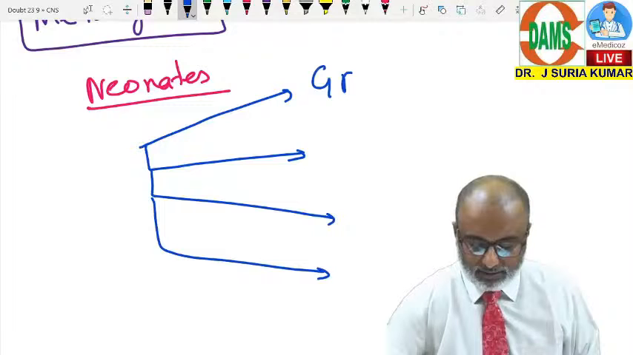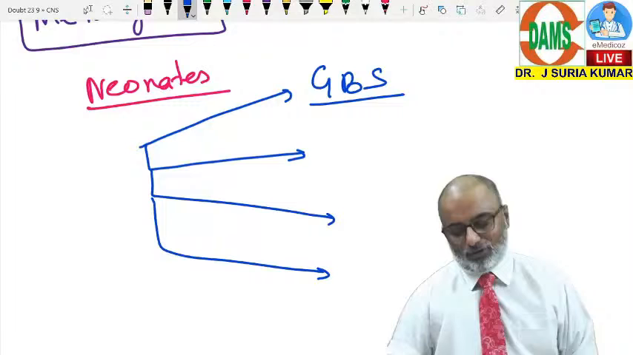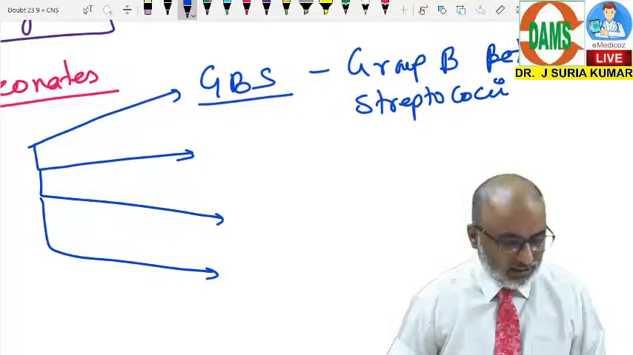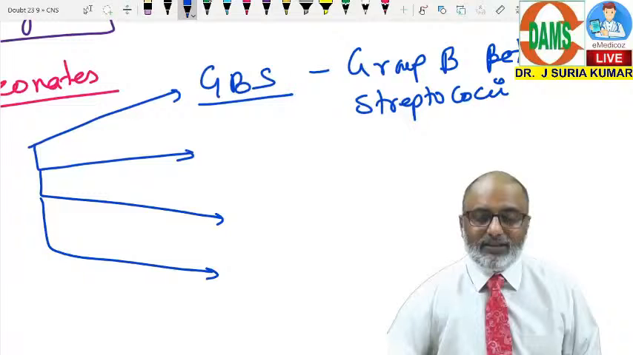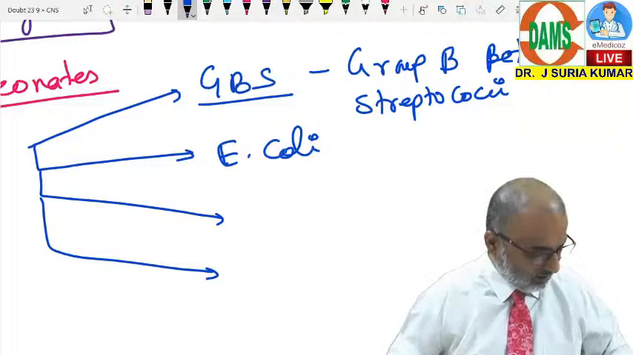GBS, very important. Group B beta hemolytic streptococci. We call it GBS. Common name, Streptococcus agalactiae. Next one is Escherichia coli, E. coli. You are aware of that. It is a common resident in the intestine.